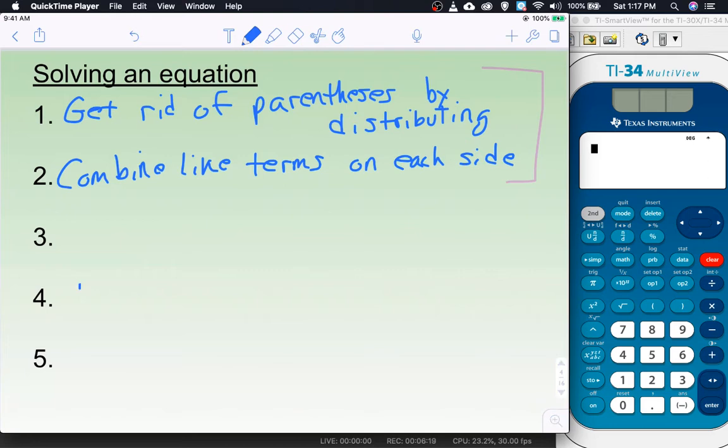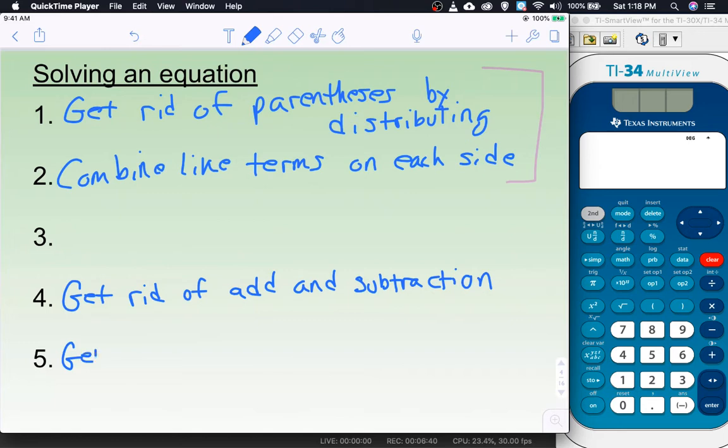Step 4, we get rid of addition and subtraction, just like we did in the previous lesson by doing the opposite. So if the variable is being added by 5, we subtract 5 on both sides. Our final step is get rid of multiply and divide. So we're going to get rid of multiply and divide last.